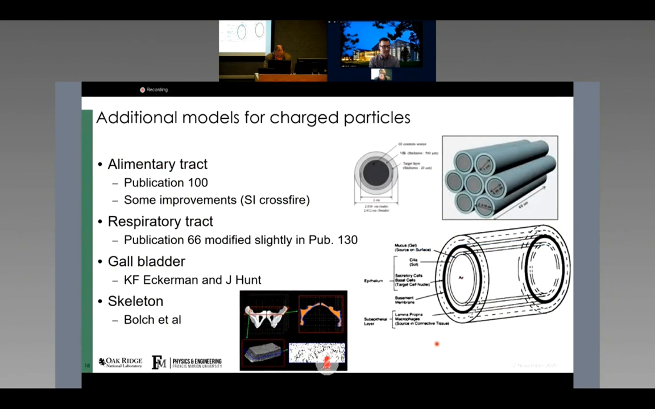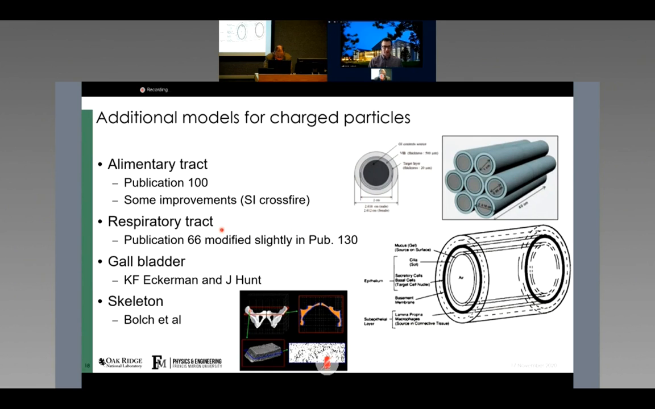Here are some of the additional models we need. We need models for charged particles in the alimentary tract, right? So a lot of those come from publication 100. We have made some improvements to what's in publication 100. So this is a view of a cross-section stylized model in the alimentary tract. One example of an improvement is in the small intestine now. We're using a model that does allow for crossfire from one section of the small intestine to another.